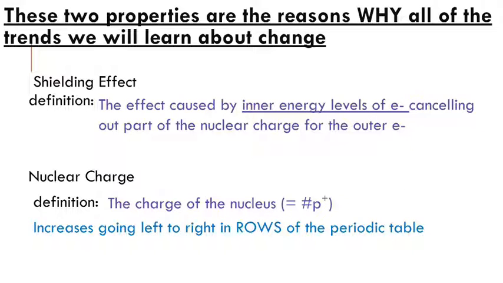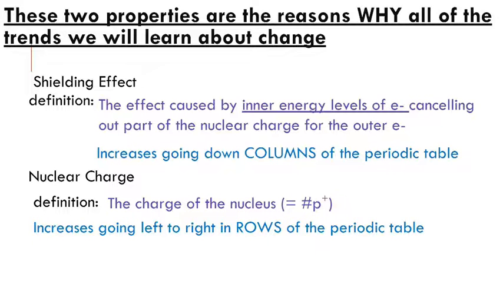And these two words are really important for our trends. This shielding effect is going to increase as we go down the columns of the periodic table. Because as we go down the periodic table, we go from the 1s to the 2s to the 3s to the 4s. Each of those is adding another energy level around our atom. So having these ideas in our head is going to really help you understand these trends that we're talking about and why they happen the way they do.